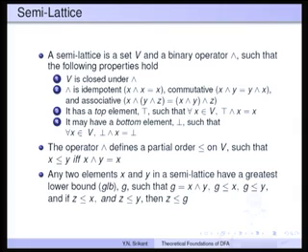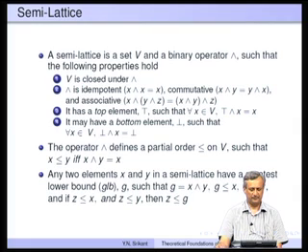So, what exactly is a semi-lattice? So, a semi-lattice is a mathematical structure, an algebraic structure. It consists of a set V and a binary operator meet. So, the inverted V is called as meet. So, that is the one we are talking about. So, why is it a binary operator? Because it takes 2 operands. So, what are the properties to be satisfied by a set and a binary operator in order to become a semi-lattice?